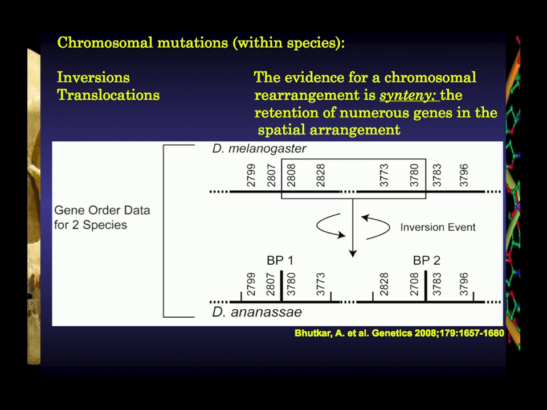Species are proposed to be very recently separated. We basically look at genes on chromosomes. These numbers represent different genes, and we look to see what order they come in. Here's what we see in one species. This is the one I work on, Drosophila melanogaster. We look at this species here.